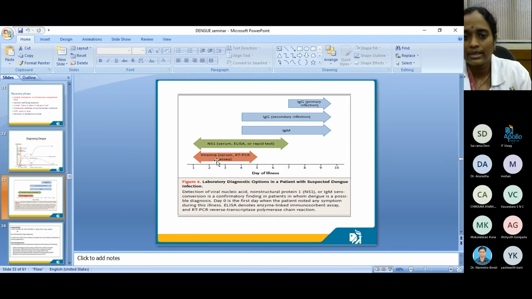So now I'm very clear that RT-PCR for viremia and the standard card test, which may not be sensitive, but still they are helpful in detection of dengue. And the ELISA method, we detect IgM and IgG.